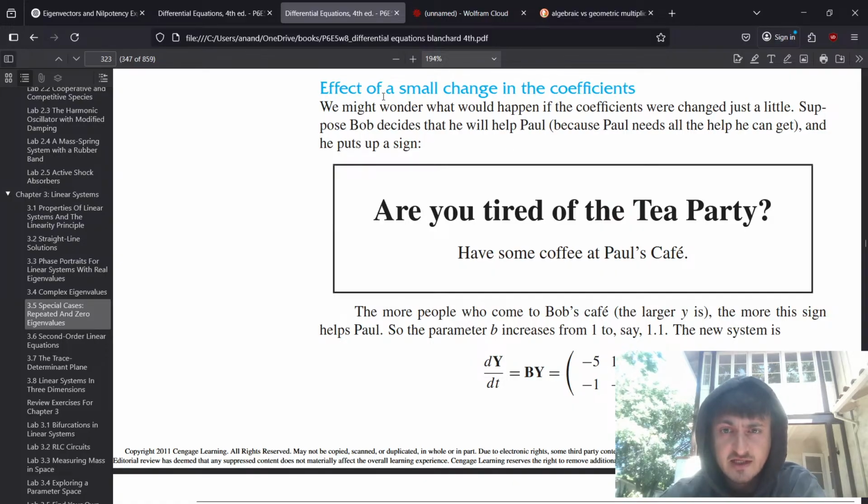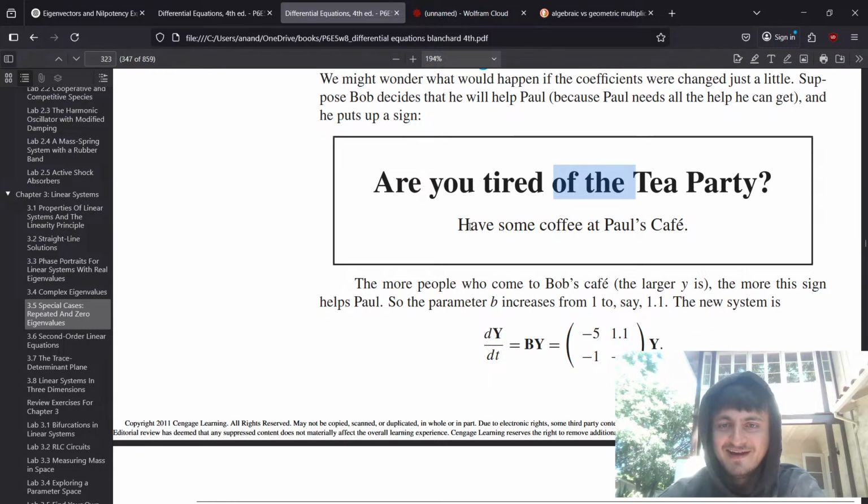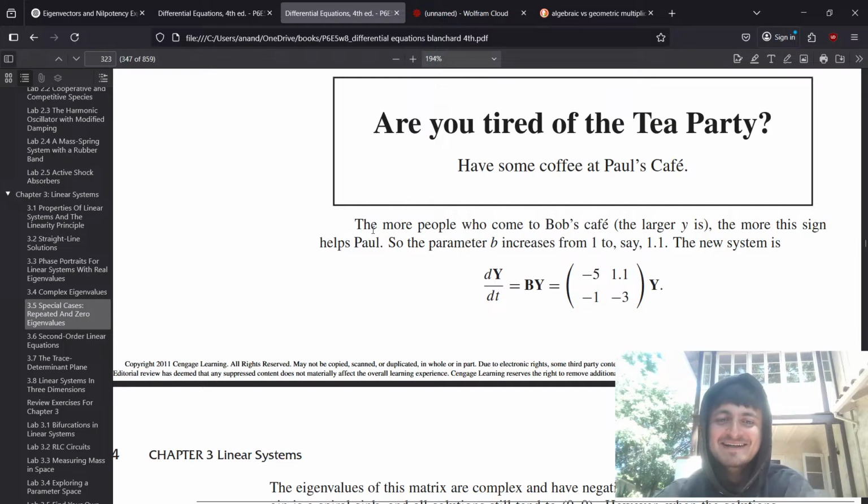Suppose Bob decides that he will help Paul and puts up a sign. Are you tired of the tea party? Have some coffee at Paul's Cafe. I like that they threw that in there.